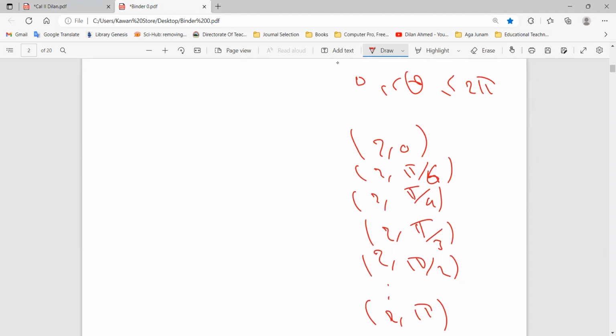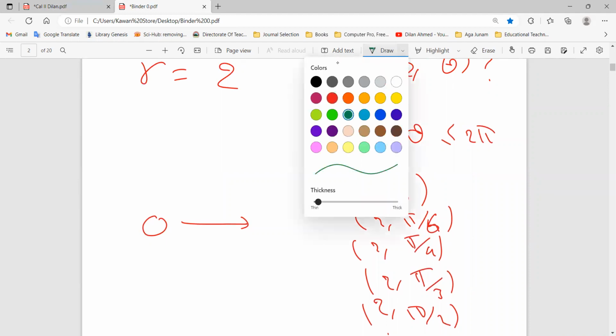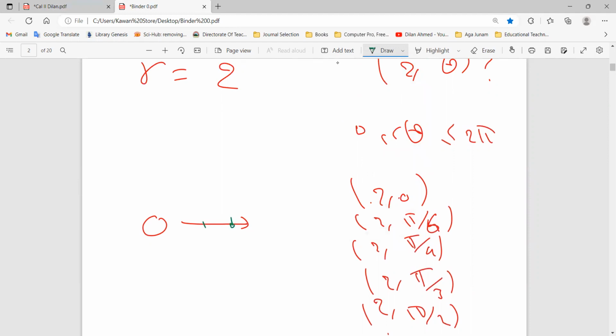To sketch all these points, you say what? At the beginning, I have 2 and 0. So here I am, 1, 2, and this is the 0 angle. Let me say P1. P2 is what? Pi over 6 and 2, right? Am I right? P3 is what?